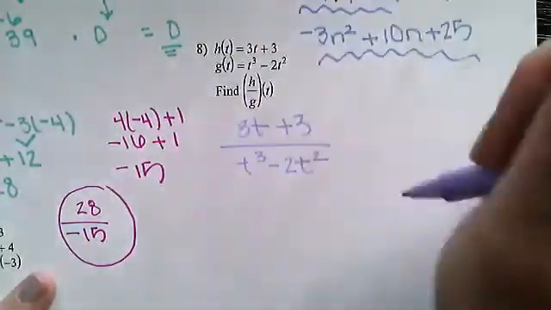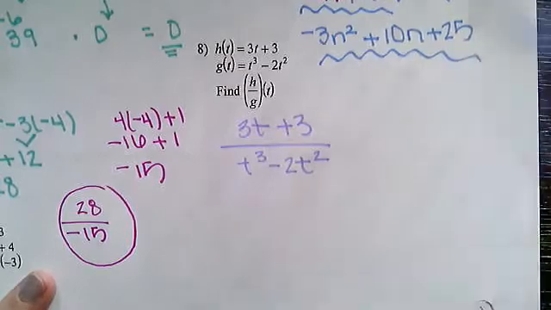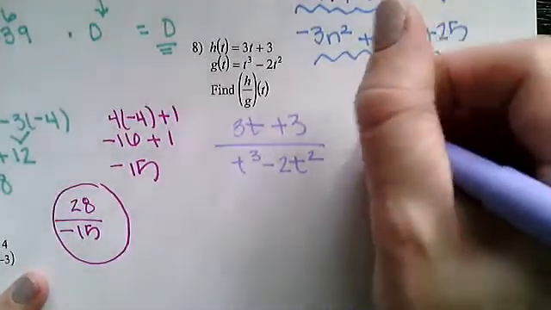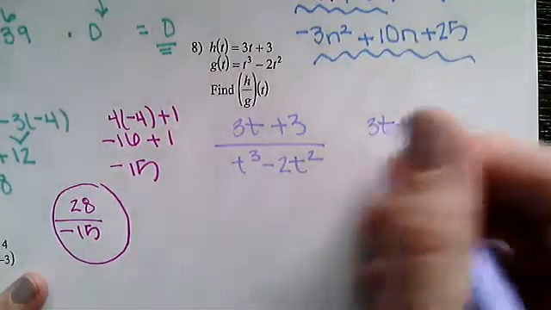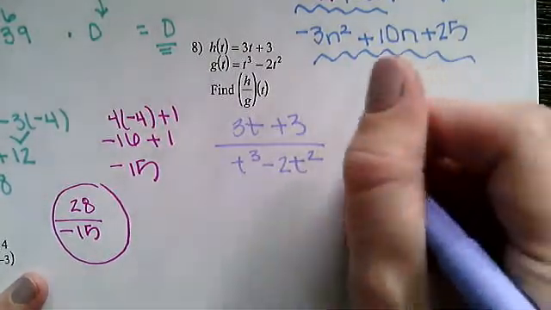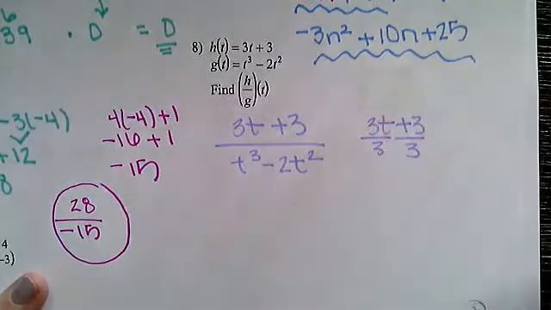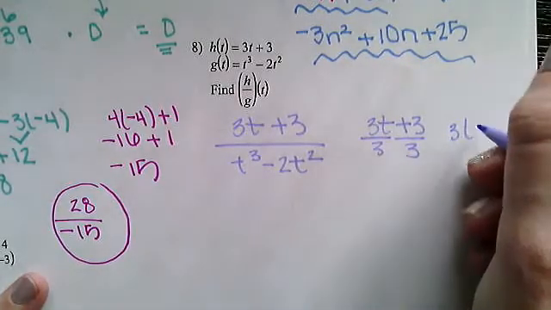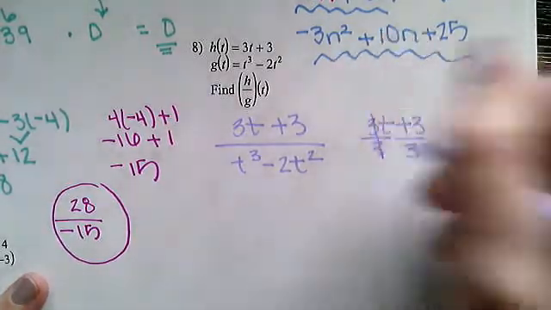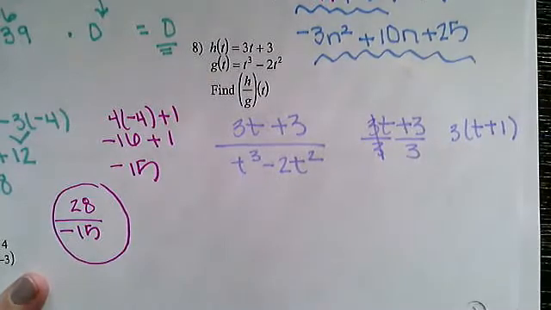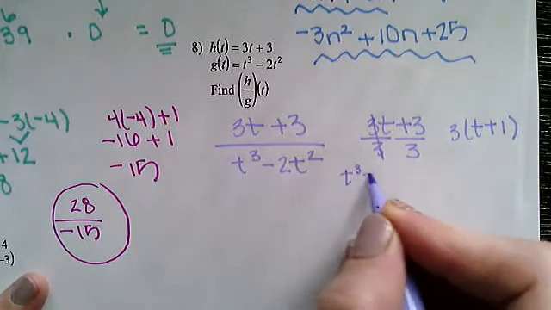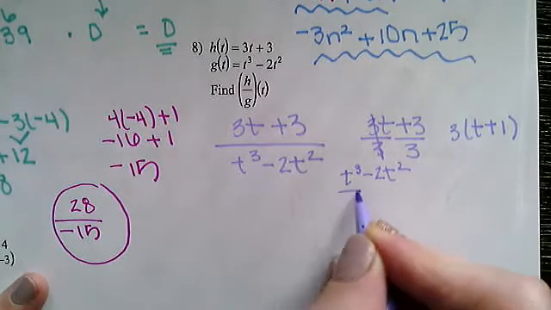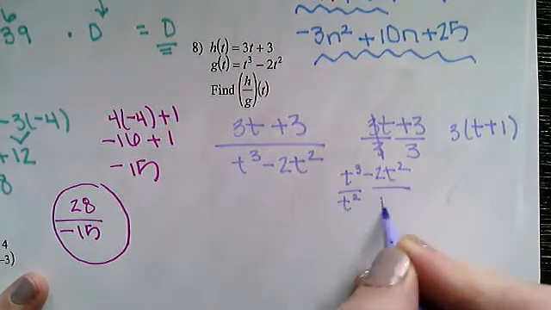So you can leave your equation like this. This is just a little bit of a preview. You can look for a GCF. So since these both divide by 3, you could factor out a 3, and you would be left with t plus 1 on the top. And then on the bottom, these both divide by t, and they both have at least 2.